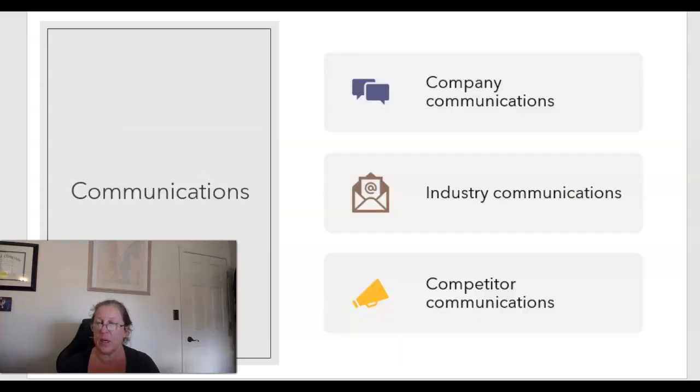And finally, we come to the third component of the analysis, which is examining communications. It's important to know what the company is communicating to customers, to channel members, employees, and all the stakeholders about the brand. A further focus should be on the communications used in the industry and by competitors. All of this information provides guidance to marketers in developing an integrated marketing campaign.